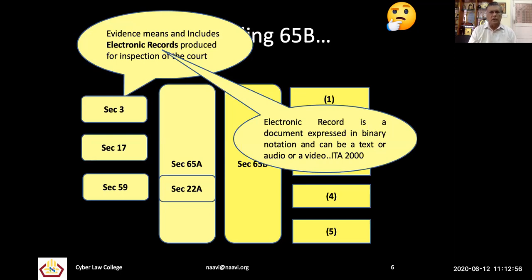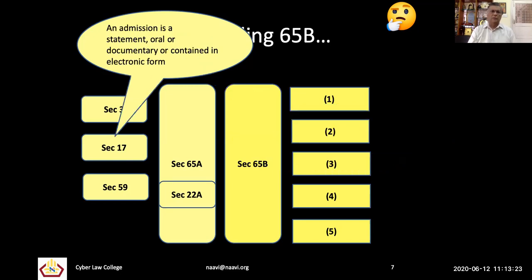But the word electronic record used here has to be interpreted from the Information Technology Act, and it is a document which can be interpreted as a binary expression. And this binary expression can be seen as a text, it can be seen as an audio or a video, but it is always present in binary form.